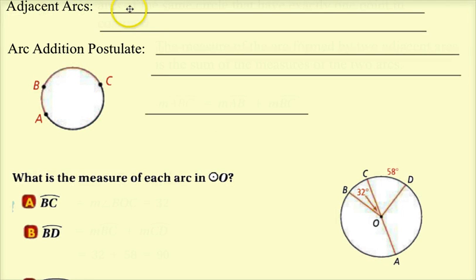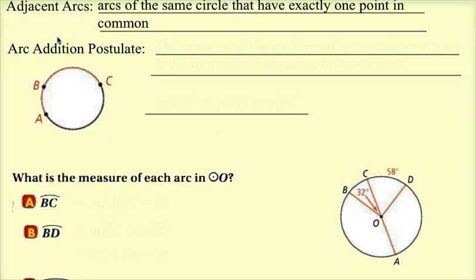The next thing we're going to talk about are adjacent arcs. Adjacent arcs, remember we've used that term adjacent before. Arcs of the same circle that have exactly one point in common. So adjacent arcs are arcs of the same circle that have exactly one point in common. So they're going to be arcs that are right next to each other. Like if I'm talking about arc BC and arc CD, they're adjacent. They have point C in common.